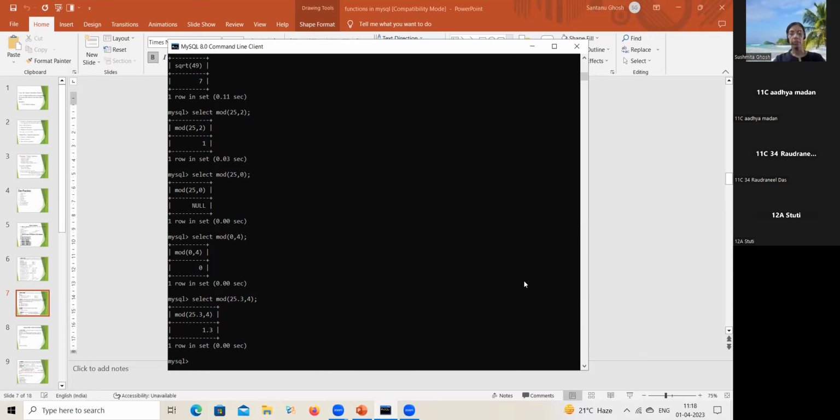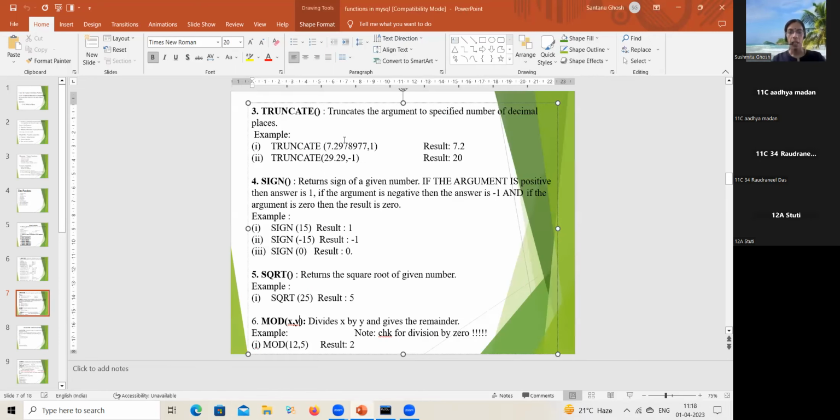So your remainder comes out to be 1.3. Very peculiar, remainder kabhi bhi decimal mein nahi hota hai, but that is how it is displayed in SQL. Okay, so logically decimal number के साथ हमें division नहीं करना चाहिए, remainder नहीं निकालना चाहिए. Okay, coming down to truncate.